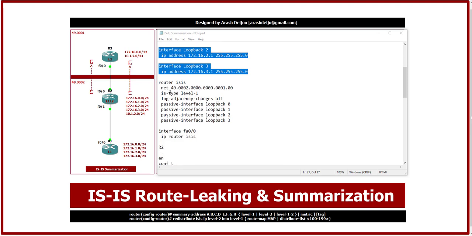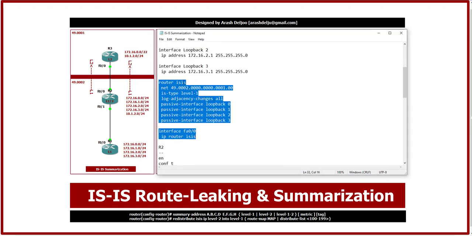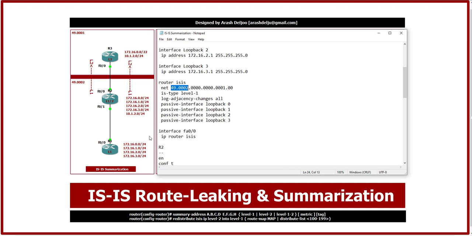172.16.3.1/24. Then I enabled ISIS on router 1 with the router isis command. This is the net address 49.0.0.0.0.0.1.00. This is the area ID of, for example, R1, and then this is the system ID, and finally the NSEL. IS type is level 1. I enabled log-adjacency-changes. You know that by default ISIS doesn't show us the log adjacency. Then I configured passive-interface loopback 0, passive-interface loopback 1, loopback 2, and also loopback 3. This is the configuration of router 1.